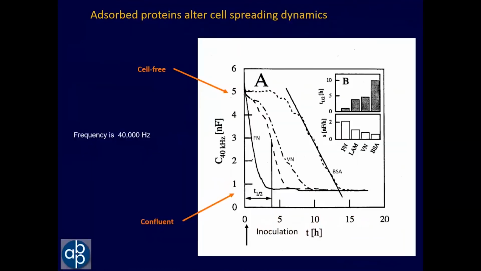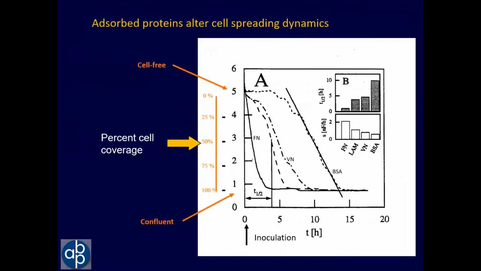This means that if we look at this diagram again, where we had cells attaching on different proteins, we could replace the capacitance, because of this linear nature, with a percent cell coverage axis as I've shown here. A very powerful tool because you can now monitor the dynamics of cell attachment and spreading without using microscopy and area determinations, by simply monitoring capacitance at high frequency.